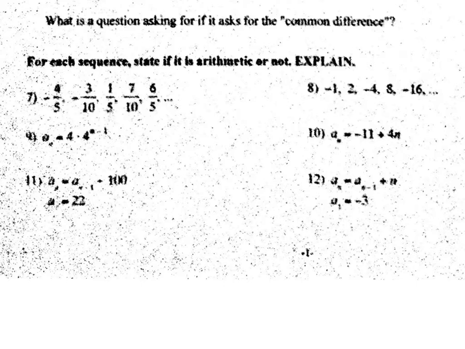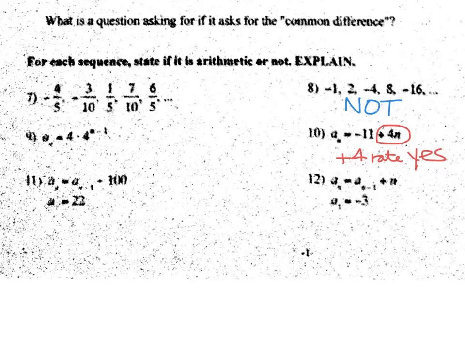Like number 8 is not arithmetic because I can tell that's not adding or subtracting the same amount each time. Number 10 is arithmetic to me because I can tell that it's got a value of +4 as the rate. So this is +4 as the rate, so yes, it is arithmetic. Let's see, is there another one?